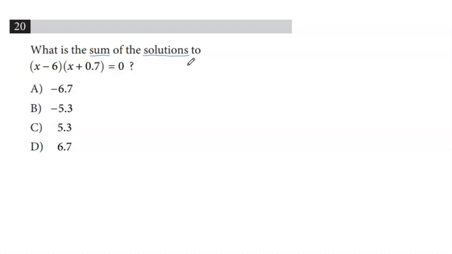So when it says solutions, we know that's where f of x, so in this case, this is supposed to be our f of x. That's where f of x is equal to 0. So the values of x that will make this f of x become 0 is what we are talking about, right?